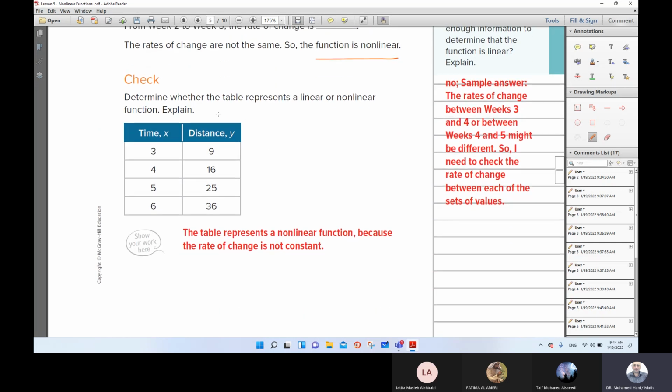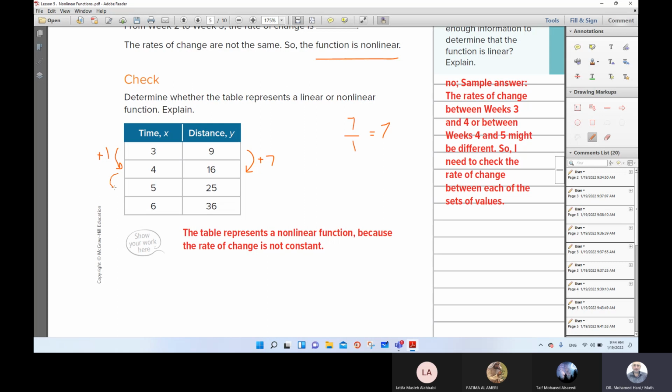In this example, determine whether the table represents a linear or non-linear function and explain. Now, as you see here, from 3 to 4, we have 1. From 9 to 16, we have 7. So the rate of change will be 7 over 1, which equals 7.